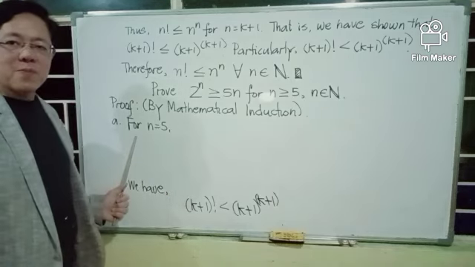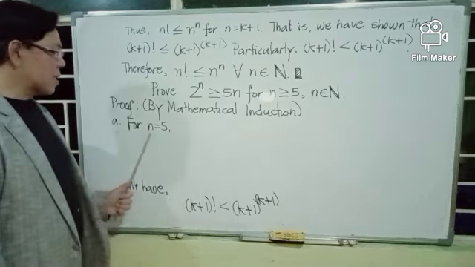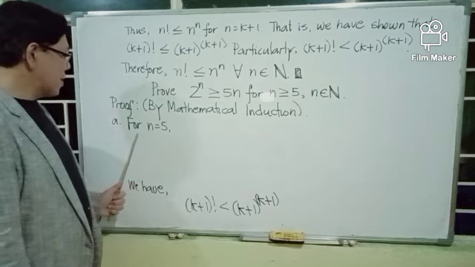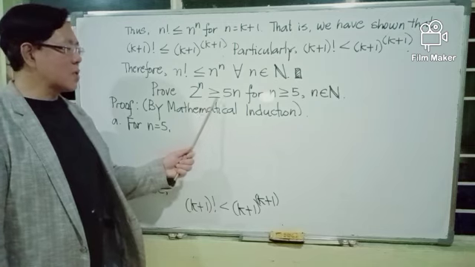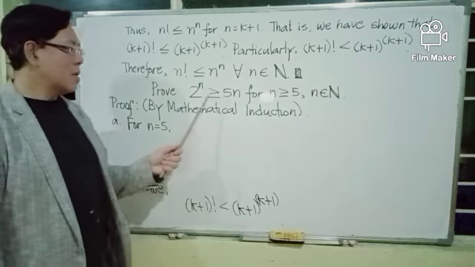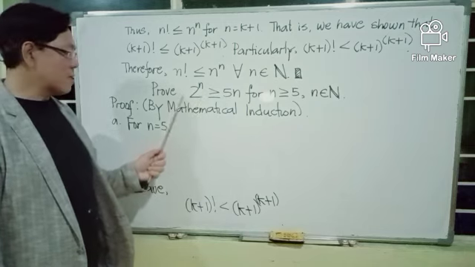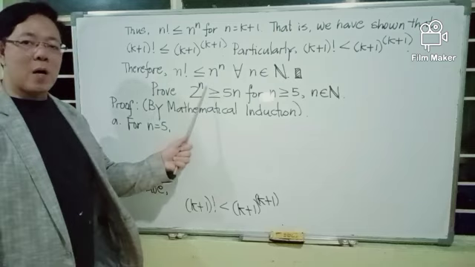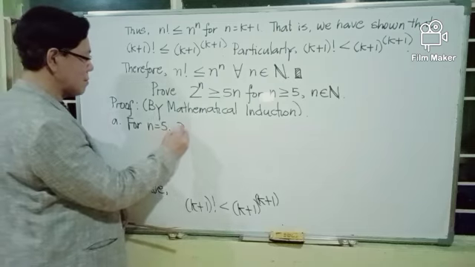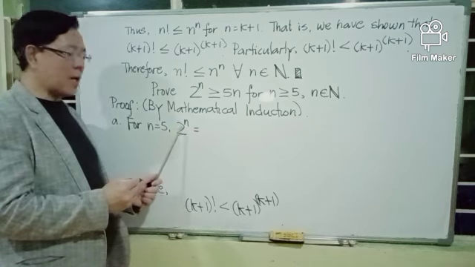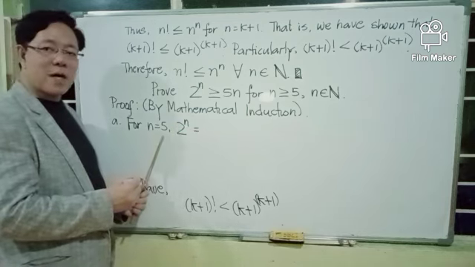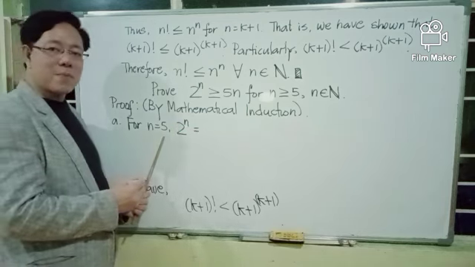For the first part of the proof by mathematical induction, we take n equals 5. For n equals 5, we show 2 to the power n is greater than or equal to 5 multiplied by n. Hence, we start with the left-hand side. For n equals 5, 2 to the power n becomes 2 raised to n, and n is 5. 2 to the n is 2 raised to 5.